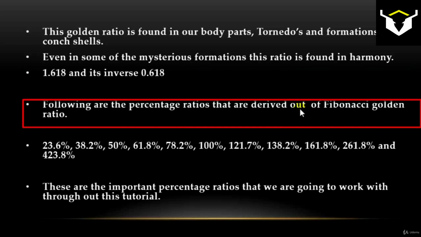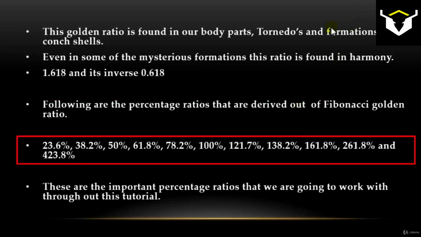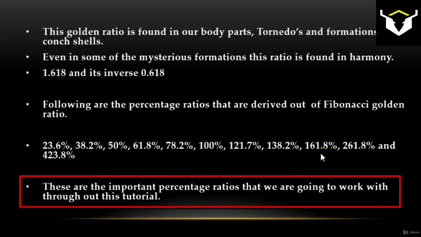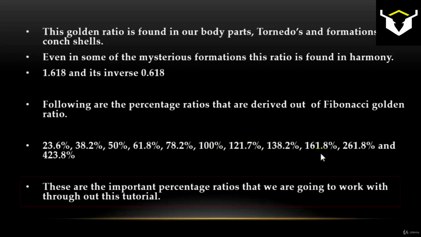So following are the percentage ratios that are derived out of the Fibonacci golden ratio: 23.6, 38.2, 50%, 61.8%, 78.2, 100, 127, 138, 161, 261, and 423.8. Basically, the ratios which are lesser than 100 are known as retracement ratios, and ratios that are more than 100 are known as extension ratios, as they are extending themselves beyond 100% of a price move. These are the important percentage ratios that we are going to work with throughout this tutorial.